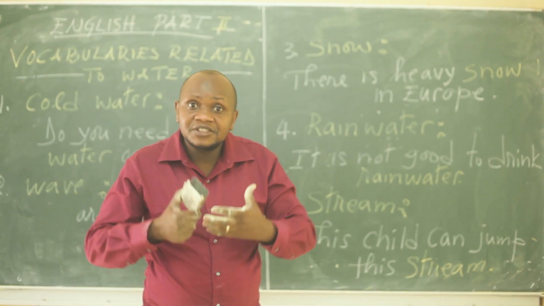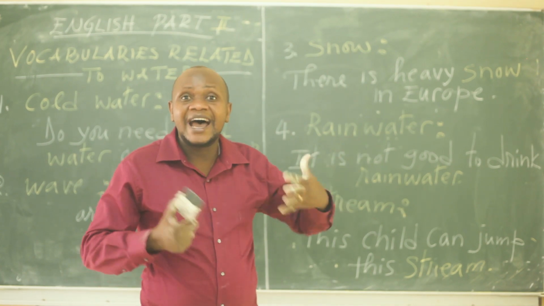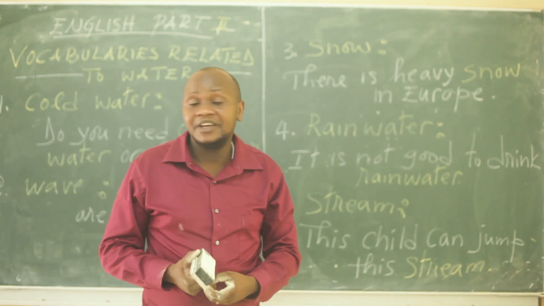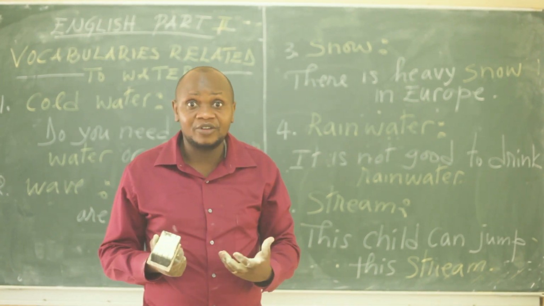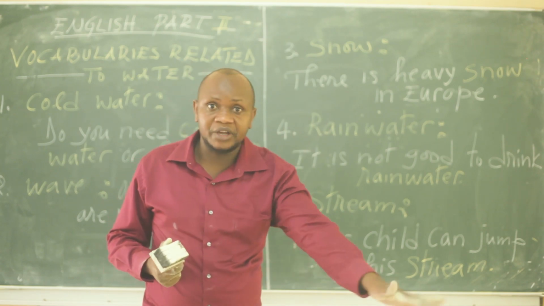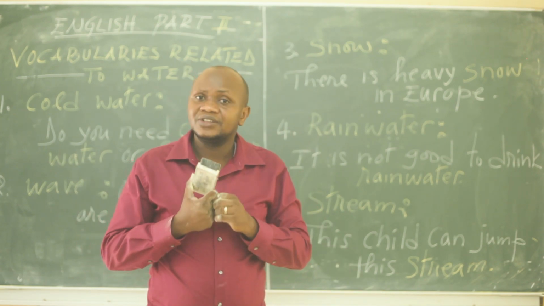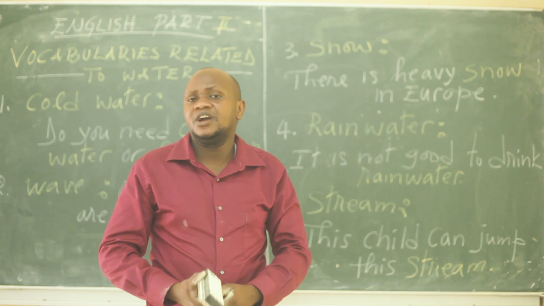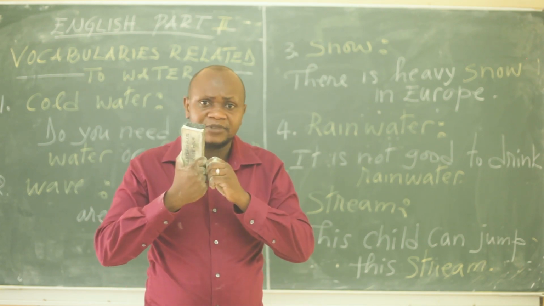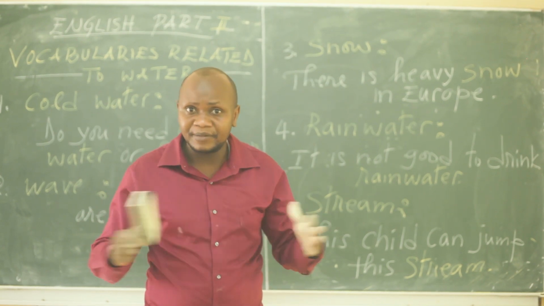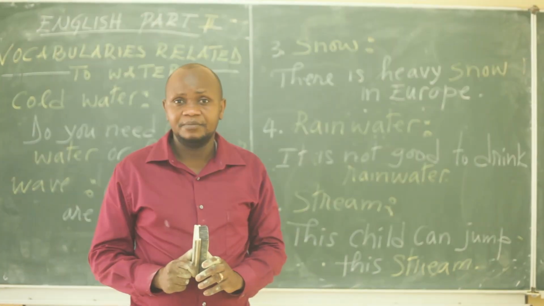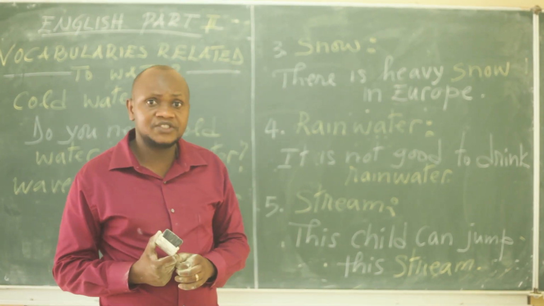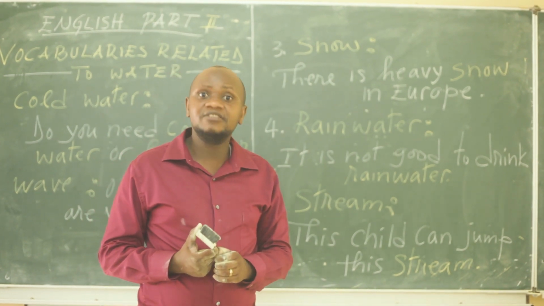Heavy snow. But here in Rwanda we don't have heavy snow. But there in Europe they used to have heavy snow. Even motorcycles, bicycles, cars stop. But here in Rwanda we are lucky, we don't have heavy snow. Snow is very dangerous. It is very dangerous, I tell you.